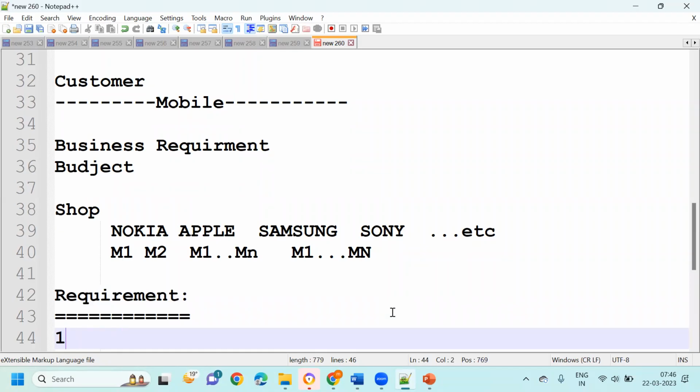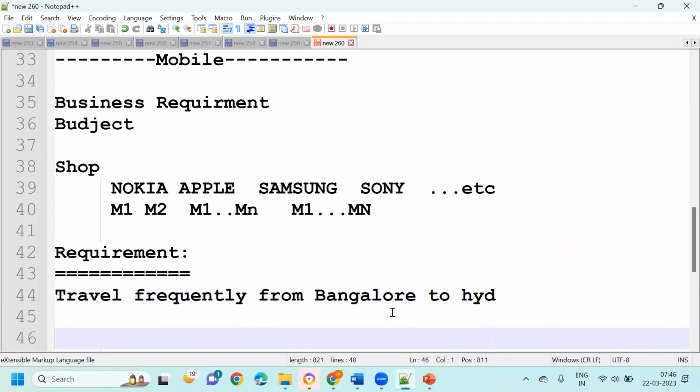Travel frequently from Bangalore to Hyderabad. This is my requirement, for example. To fulfill this requirement, we have two solutions. Assume that as of now, we have two solutions.